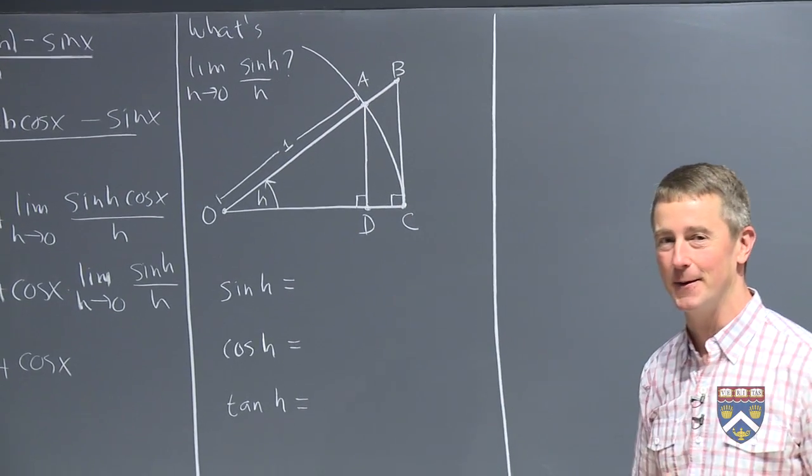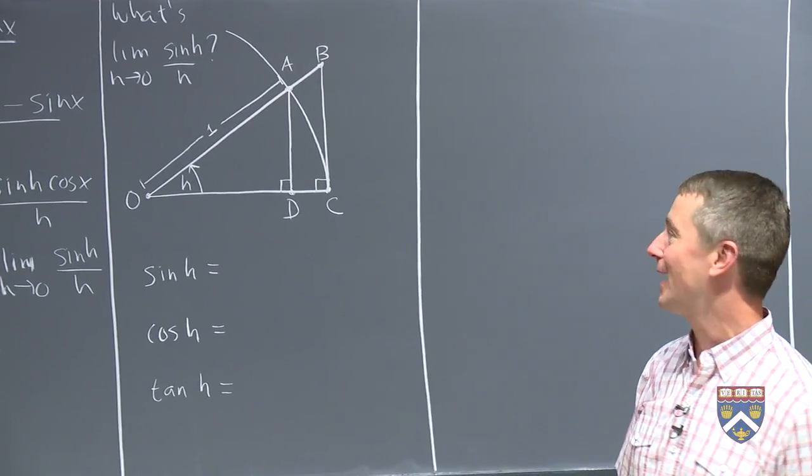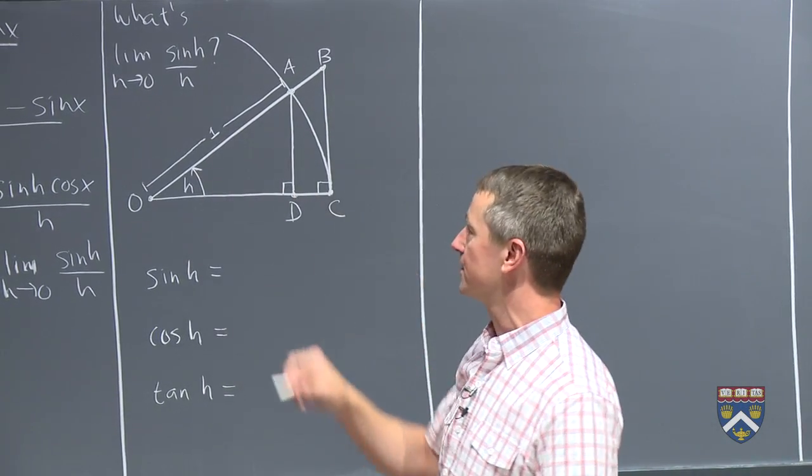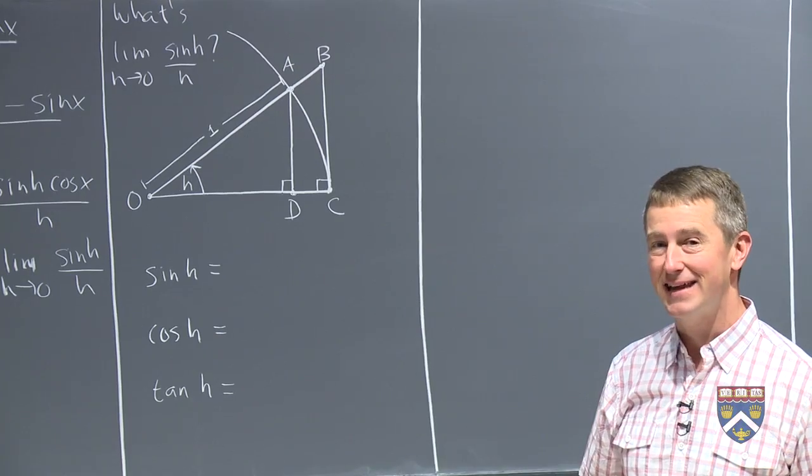Sine is what on a triangle? Sine is opposite over hypotenuse, right? And I have two choices. I could either use the small triangle or the big triangle. Which one will give us the cleaner answer?